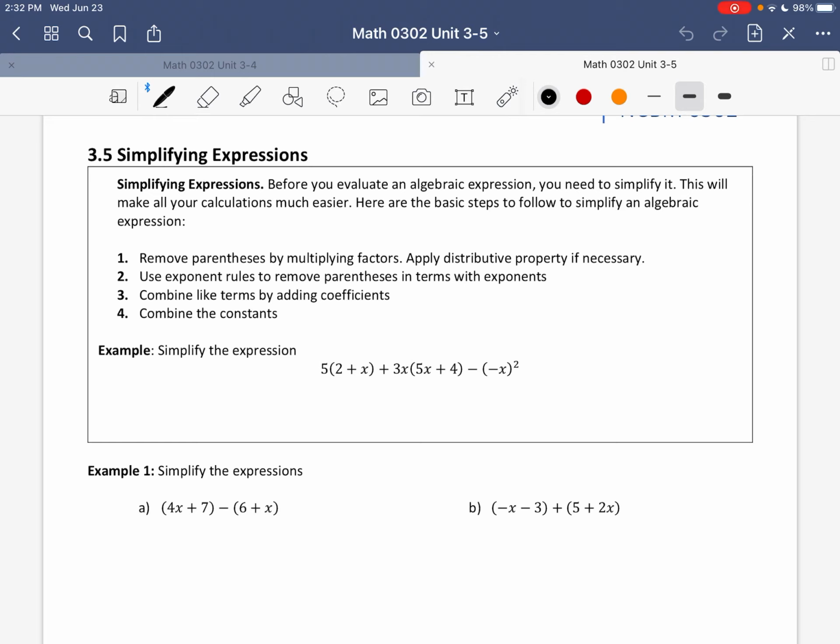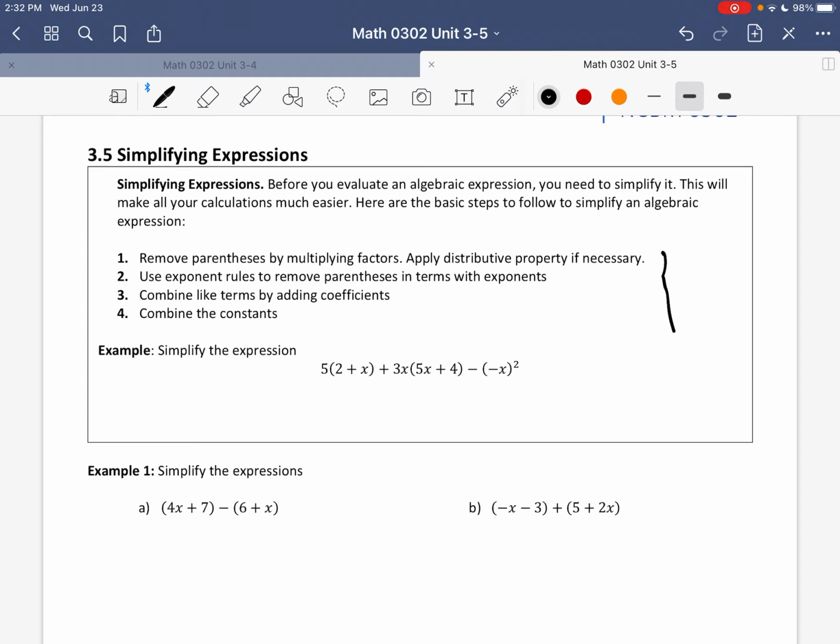Number 1, remove the parentheses by multiplying factors. Apply the distributive property if necessary. Number 2, use the exponent rules to remove parentheses in terms with exponents. Number 3, combine the like terms by adding coefficients. And then number 4, combine the constants, okay? All of these steps we have done in the previous videos for Unit 3.